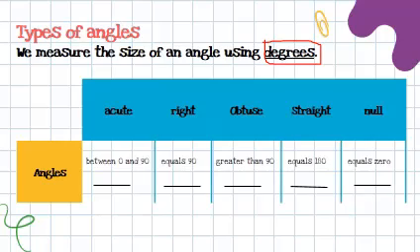If the angle is between 0 and 90, then the angle is acute. If it's exactly 90, then the angle is right. If it's greater than 90 but still less than 180, then it's obtuse. If it's equal to 180, then it's a straight angle. And if it's equal to 0, then we say that this angle is null.